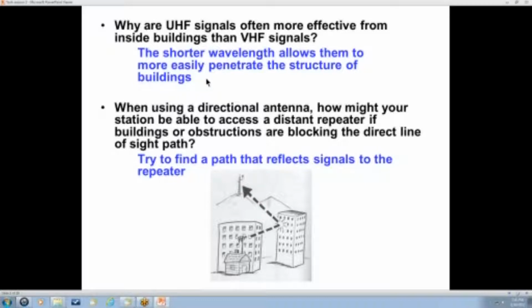can penetrate better through the structures. When using a directional antenna, how might your station be able to access a distant repeater if buildings or obstructions are blocking direct line of sight? Here you can use the reflection to your advantage and bounce your signal off of something to the repeater. Here he's blocked for direct access to the repeater, but here he can bounce it off.